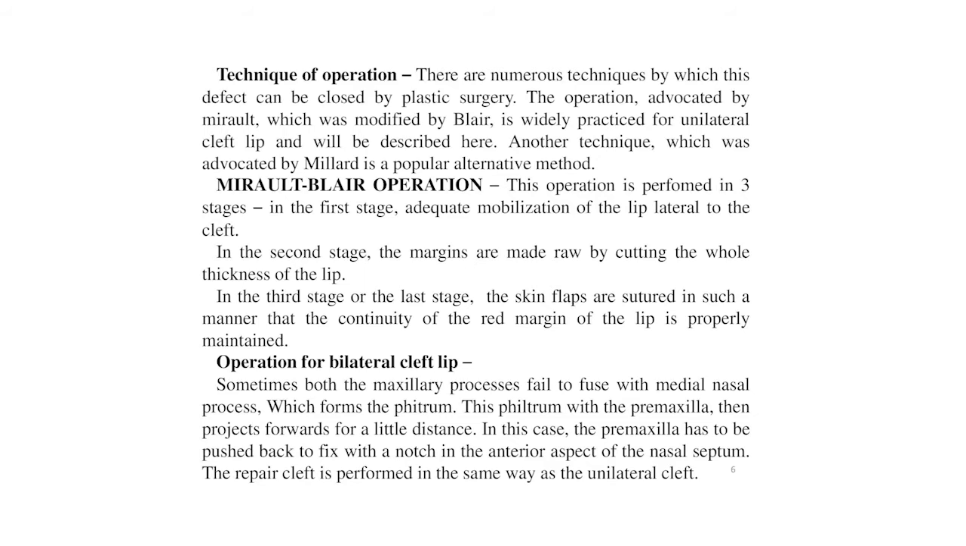And in the second stage, the margins are made raw by cutting the whole thickness of the lip. The margins are cut in the fashion shown in the figure we saw previously in the slide. To facilitate this cutting in a particular fashion and for proper plastic repair, an ink mark is first made on the lip. In the third and last stage of this operation of Mirault-Blair, the skin flaps are sutured in such a manner that the continuity of the red margins of the lip is properly maintained.